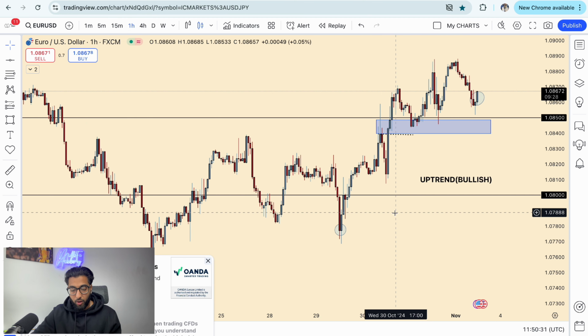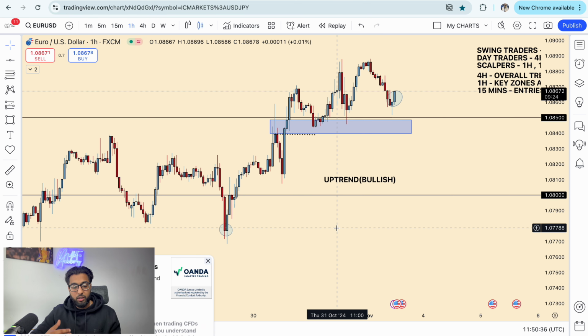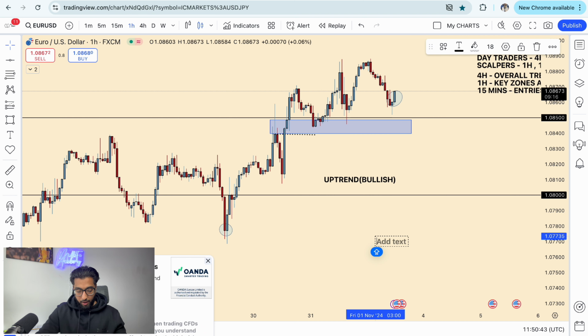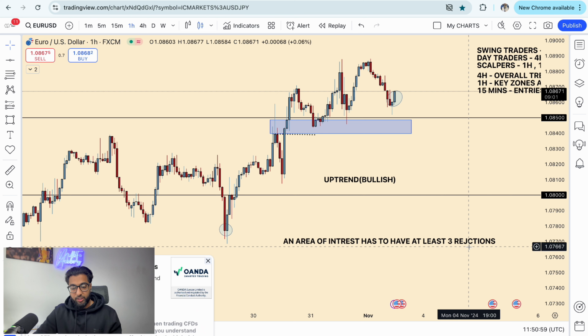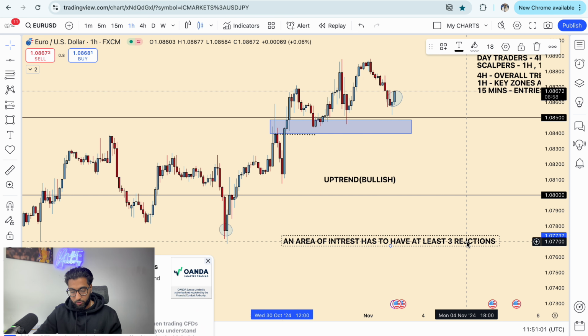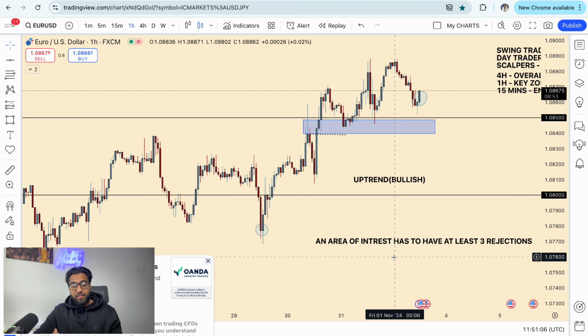Now, in this case, 1.08 is also around a psychological level, okay? And how are we going to draw an area accurately so that we can utilize it? Well, I'm going to write this down. An area of interest has to have at least three rejections. Okay, I know I spelled rejections wrong. An area of interest has to have at least three rejections.